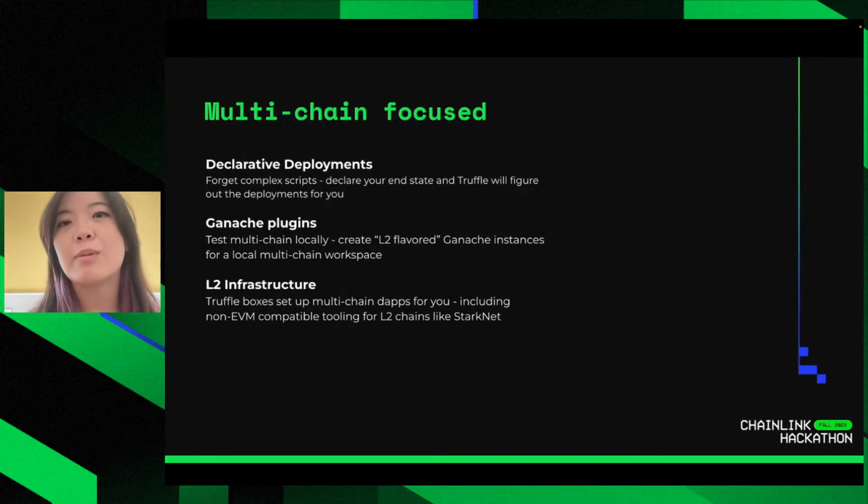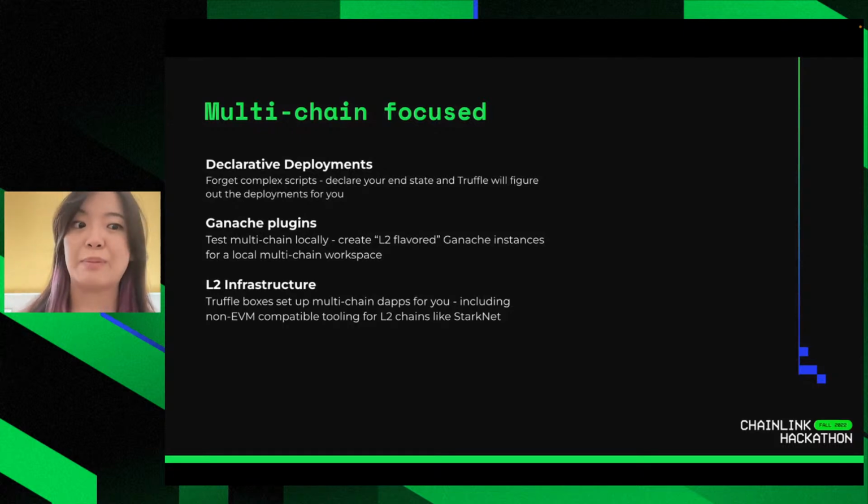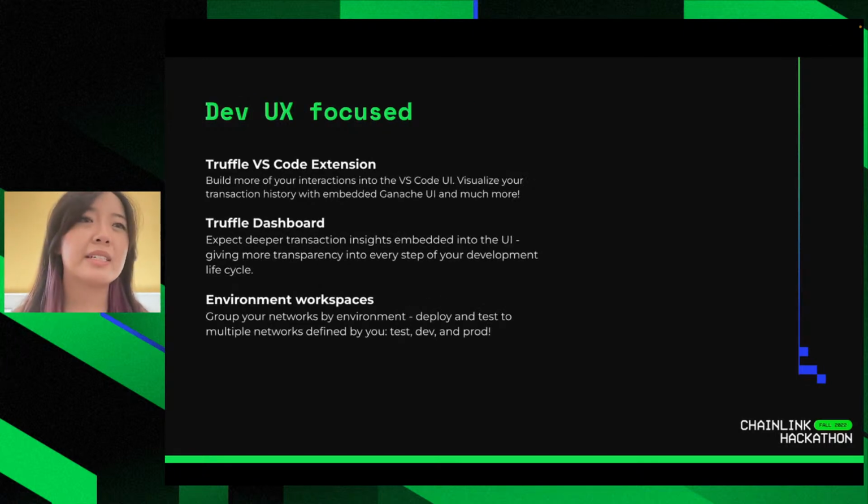And then the third part is just focusing on L2 infrastructure, right? Like I said, we have Truffle boxes dedicated towards multi-chain. As well as, and this is really interesting, Truffle is now focusing on a Starknet box. For those of you who aren't familiar with the layer 2 Starknet, it's a ZK rollup that is actually written in a language that is non-EVM compatible, right? So Truffle is moving towards the future of how we support and create infrastructure for L2 chains like Starknet, for example. The second piece is DevUX. Like I said, our VS Code extension is really dedicated towards encapsulating that entire workflow.